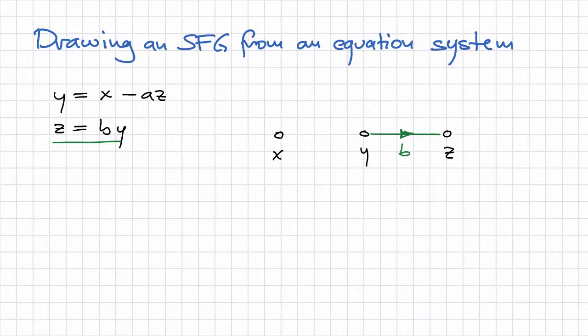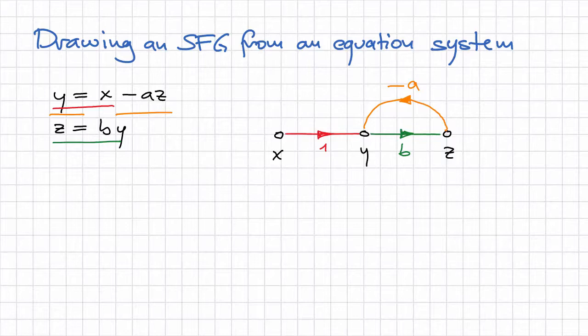The first equation is a sum of two terms and needs two branches, one for the part y equals x and the other one for y equals minus az. Y equals x minus az is the result because the two contributions are added, the two branches both go into the node labeled y.